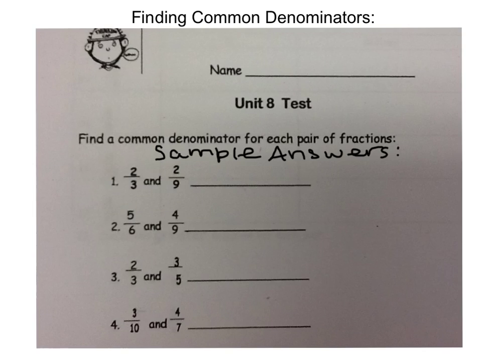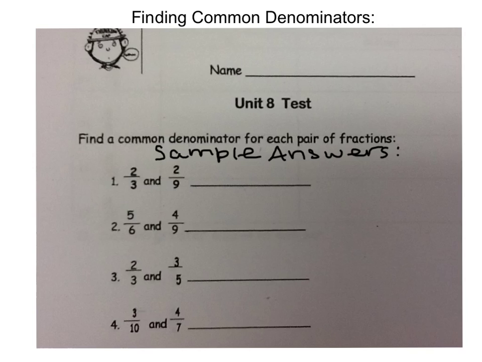In order to find a common denominator for each pair of fractions, we want to make sure that the denominators, or the bottom numbers, are the same. The way that we can do that is we can figure out what number both denominators go into. For example, what number does 3 go into and what number does 9 go into.